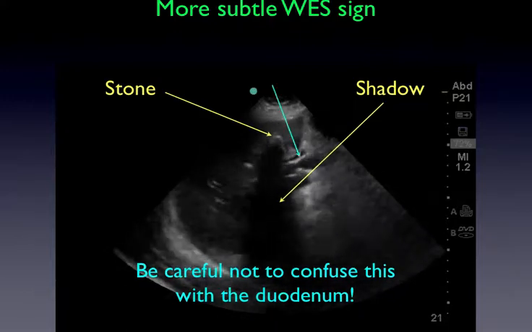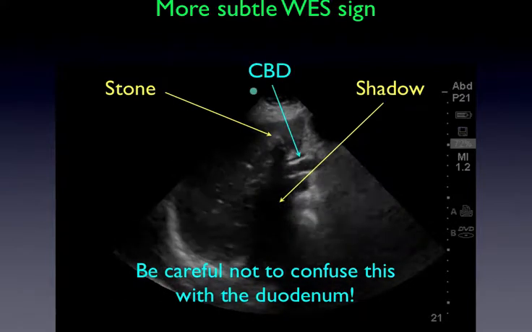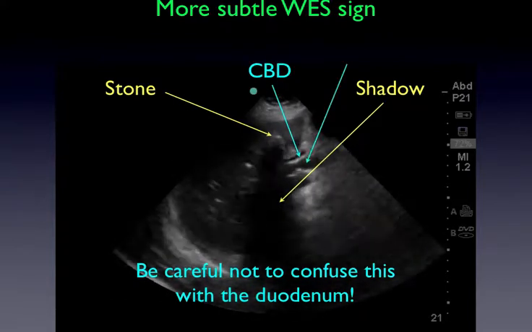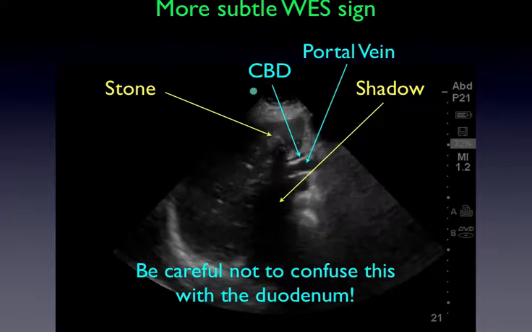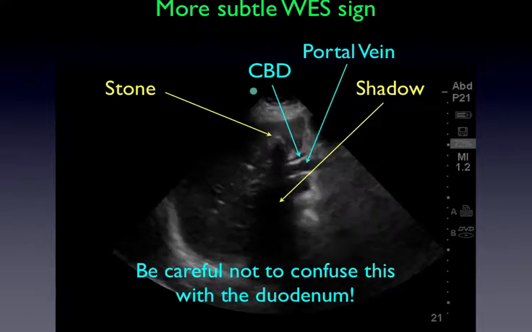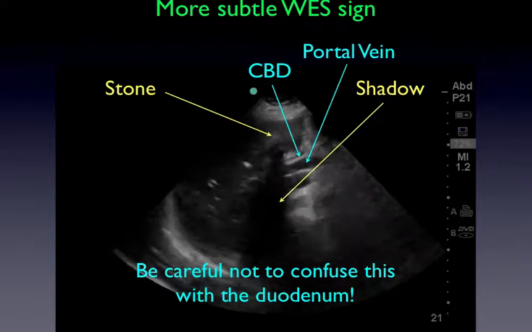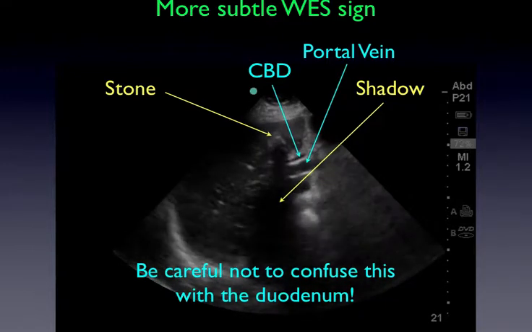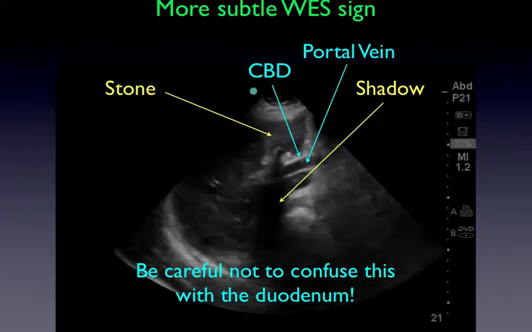But something else. Over here, we see the CBD. And over here, we see the portal vein. So we have the shotgun sign, the double barrel shotgun sign, and the stone right on top. So in this particular case, the shadowing was in fact very useful. And I use this commonly.